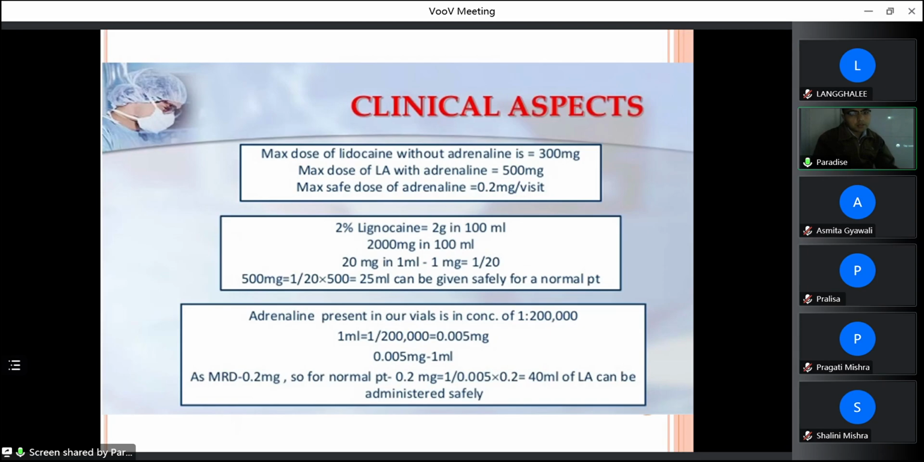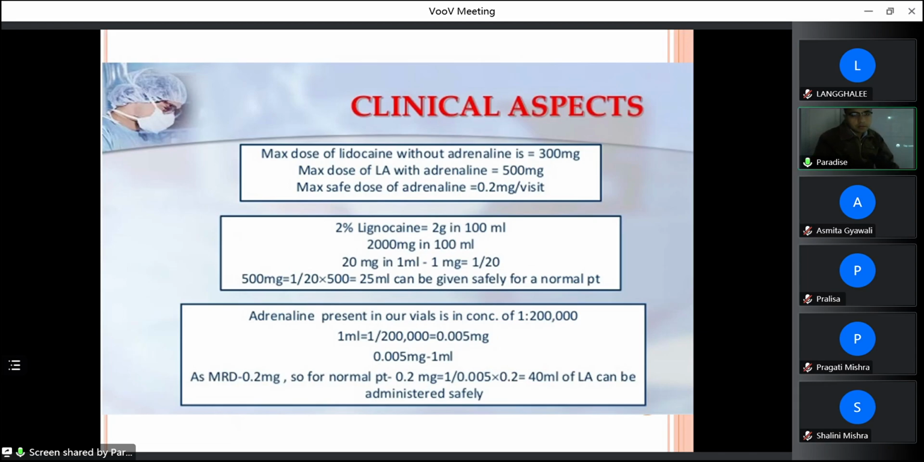If the concentration is 1:2 lakh, you can inject up to 40 ml by adrenaline dose. If the concentration is 1:1 lakh, then you can give only 20 ml of local anesthetic solution. If it is 1:80,000, I think it's about 16 ml. So if the concentration of adrenaline is 1:80,000 and you are using 2% lignocaine, then according to the dose of lignocaine it is 25 ml, and according to the dose of adrenaline it will be only 16 ml. So in that condition, you can only inject 16 ml of local anesthesia with adrenaline safely in that patient. So it's better to always use the dilute solution, 1:2 lakh.